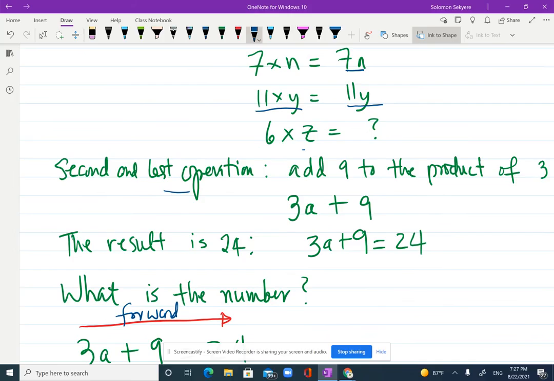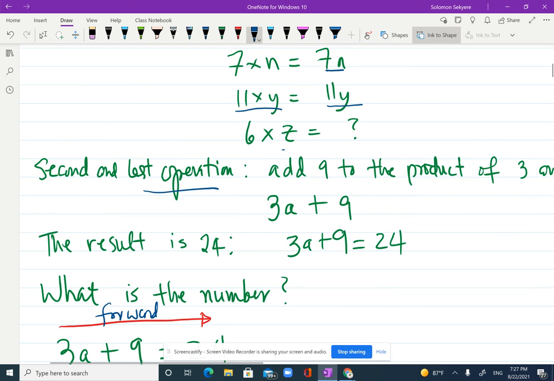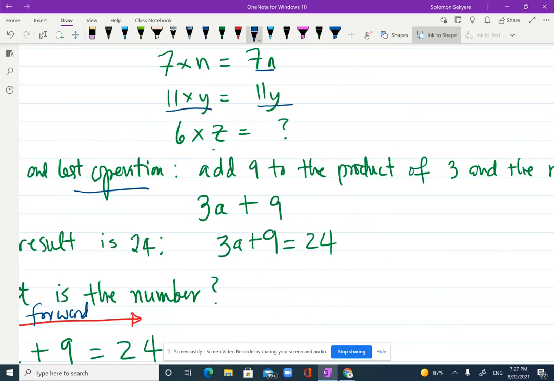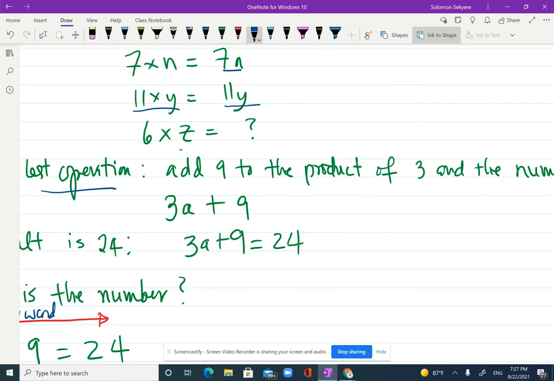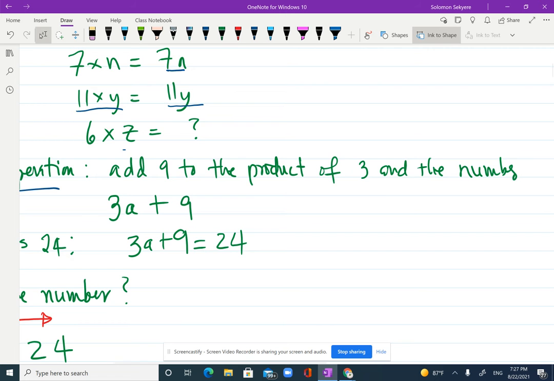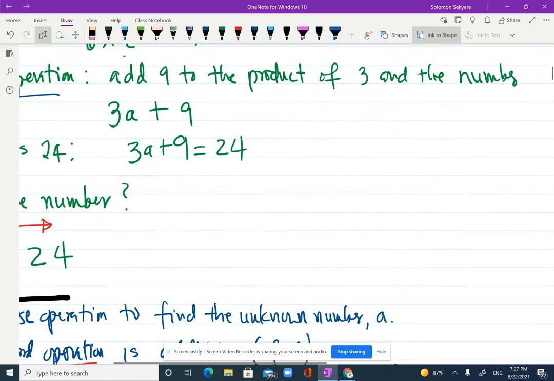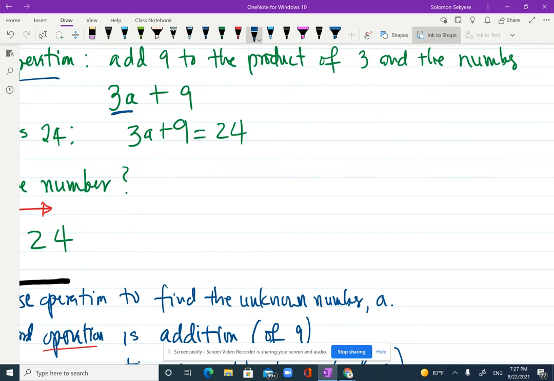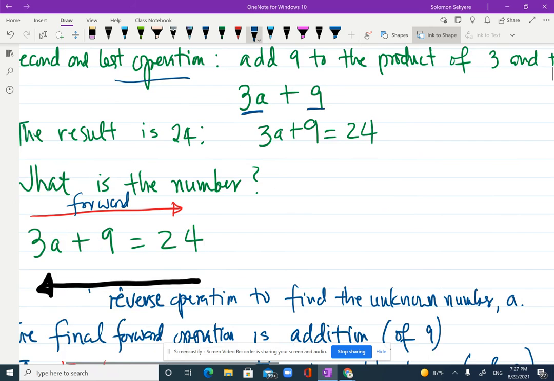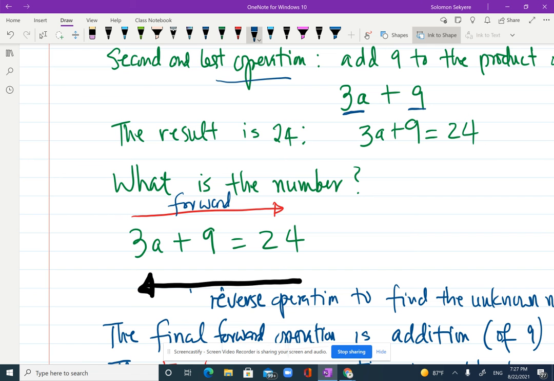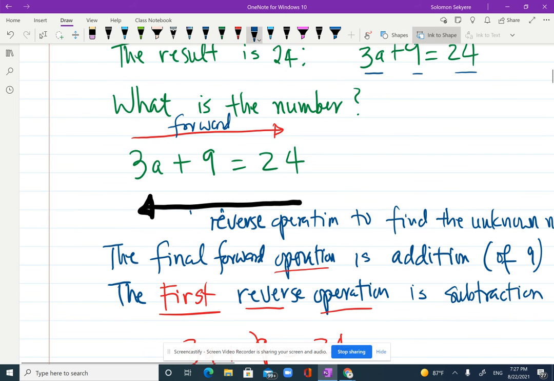The first operation is the number is multiplied by 3. The second and last operation is 9 is added to the product of 3 and the number. This is the product, and 9 is added to it. The result is 3a + 9 = 24. We want to find that number, a.